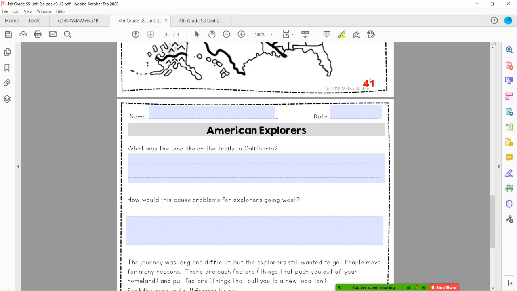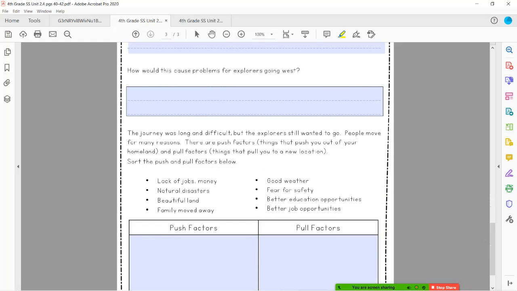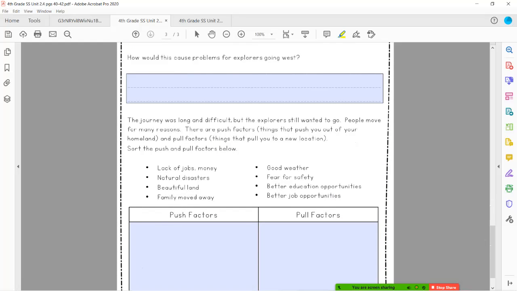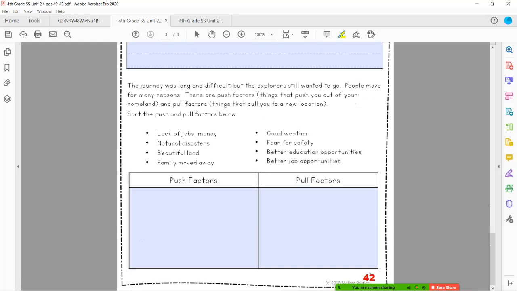The next question says, how would this cause problems for explorers going west? Please make sure you're using complete sentences when you answer these. And then the bottom section says, the journey was long and difficult, but the explorers still wanted to go. People move for many reasons. There are push factors, things that push you out of your homeland, and pull factors, things that pull you to a new location. Sort the push and pull factors below.